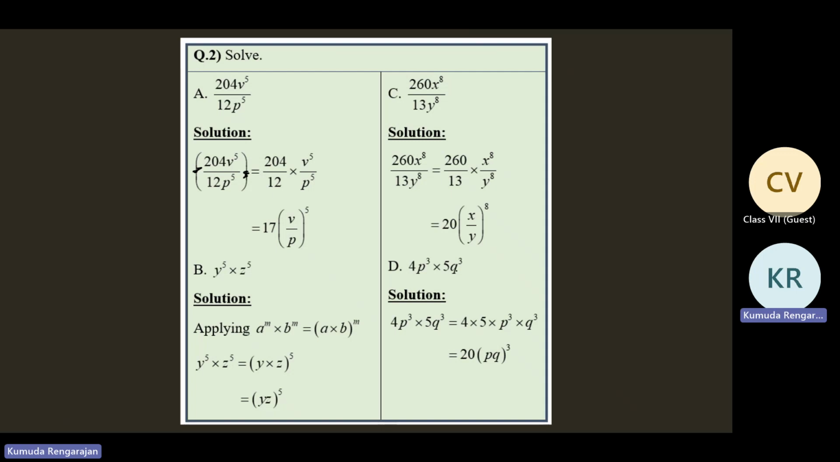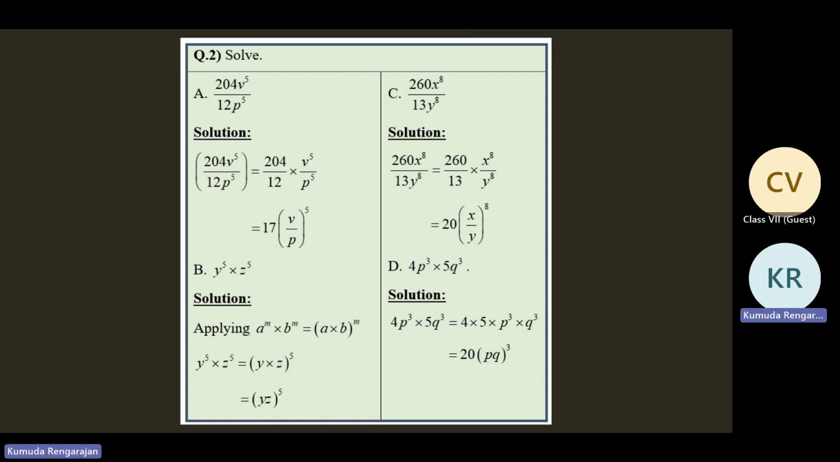Yeah, and look at the fourth one. 4p cubed into 5q cubed. Okay, so what is the meaning? Now 4p cubed means 4 into p cubed. 5q cubed means 5 into q cubed. There's multiplication everywhere. So first I've written the meaning of this one. What is the meaning of this? You can multiply the numbers 4 into 5, or you can give one more step like this. See it?